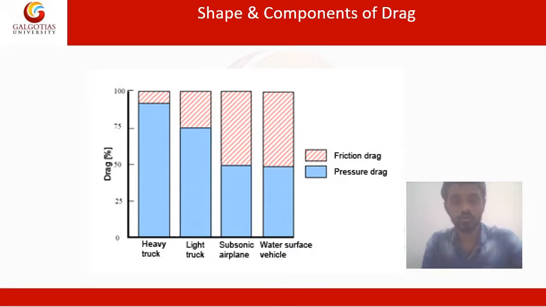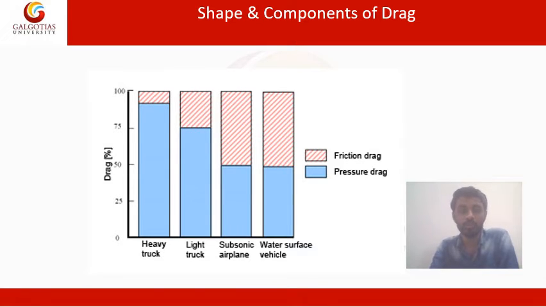So after we have gone through the previous slide, this slide is all about the fundamental definition of the drag force. Here you can see in the slide, on the left hand side of your graph, we have the drag percentage versus the different kinds of vehicles over the period of time. We have selected four different vehicles: the heavy truck, the light truck, the subsonic airplane, and the water surface vehicle.